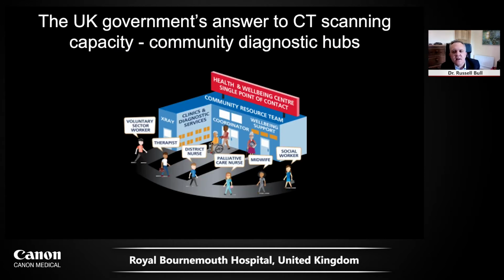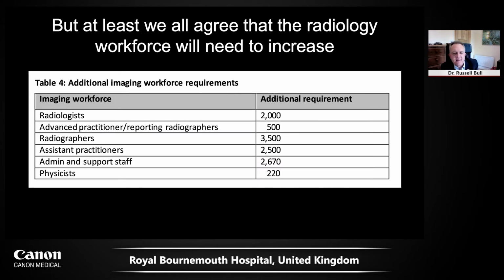So the UK government's answer to CT scanning capacity, which is in crisis, is so-called community diagnostic hubs, where basically you see the clinics and diagnostic services in a kind of tiny little outbuilding with the well-being support and the social worker and the midwife. So, CT, I think it possibly needs to be a bit more than that. I'm not sure it'll work in these community hubs. Maybe hospitals are better. But at least us and the government all agree that the radiology workforce needs to increase. Thousands and thousands more radiologists and radiographers are needed. And I'm sure that it's true in the rest of Europe as well.